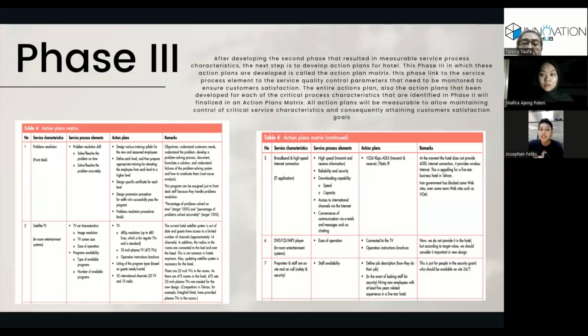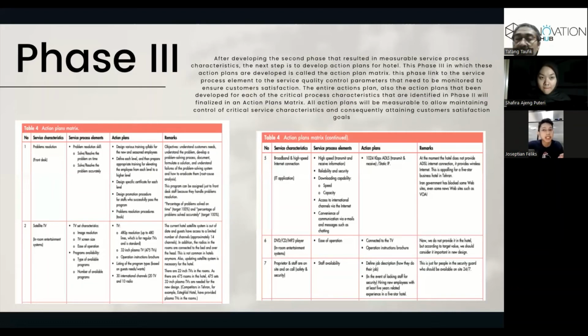Sorry. In phase 3, after following the first and the second phases, we can see that the result is measurable service process characteristics. The last part is to develop action plans for the hotel. After the survey, the hotel managers need to develop their action plans. In this phase 3, the action plans are developed in what the paper calls the action plan matrix. This phase links the service process elements to the service quality control parameters that need to be monitored to ensure customer satisfaction.